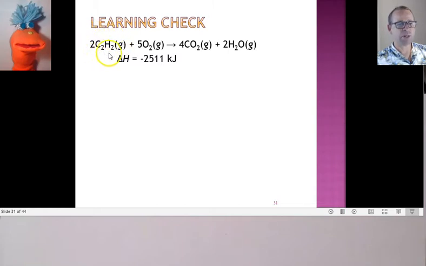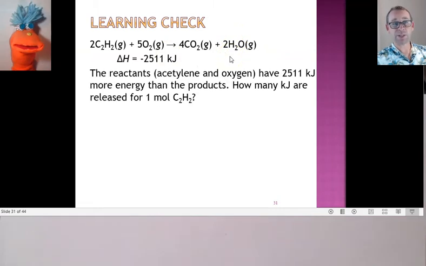We said this a while back, but we have to remind ourselves that this statement, the way it's written here, this chemical reaction, is intimately tied to this thermodynamic information, the delta H information. So it's saying 2 moles of acetylene, combining with 5 moles of oxygen, produces 4 moles of carbon dioxide and 2 moles of water, and releases 2,511 kilojoules of heat energy. So this 2,511 is specifically tied to this statement. Because of that, we can use it as a conversion factor and relate it stoichiometrically to the 2, the 5, the 4, and the 2.